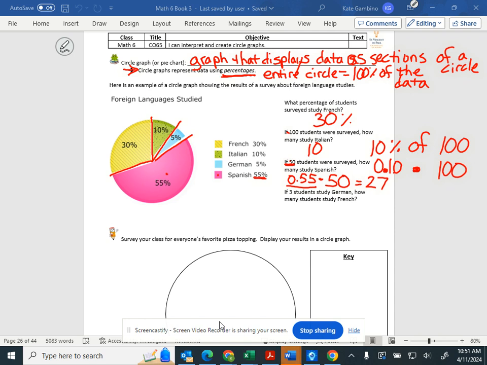If 3 students study German, how many students study French? So if 3 study German, ooh, now we really have to think through how to solve this. What do you think we have to do, Connor?